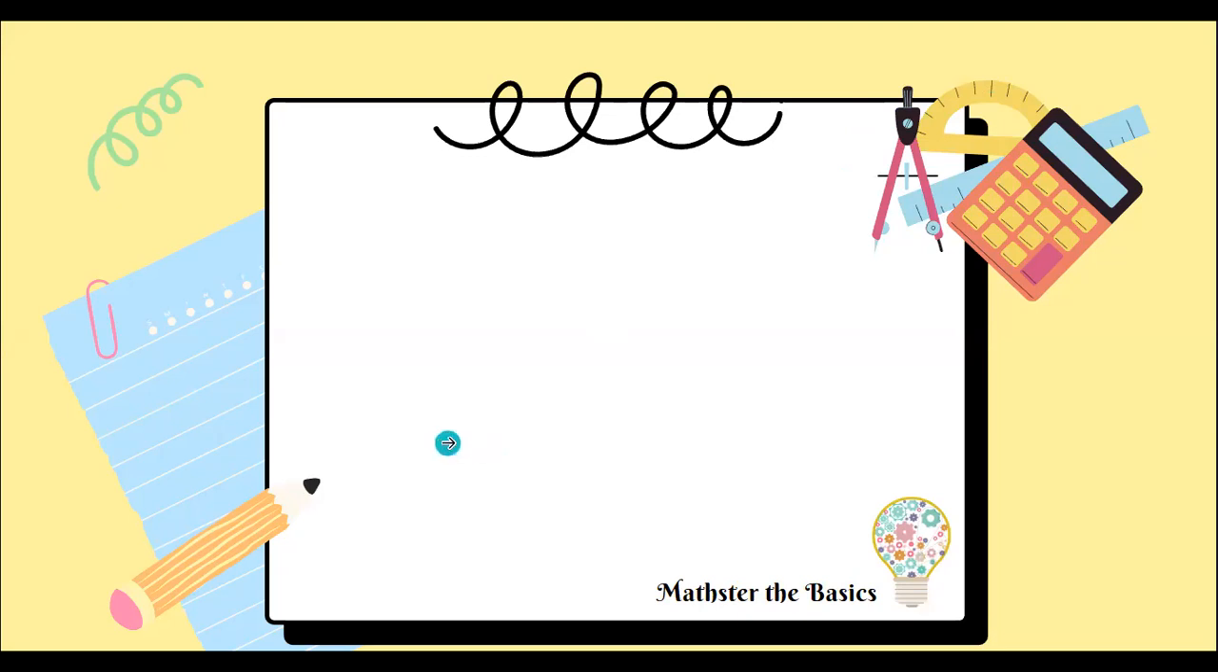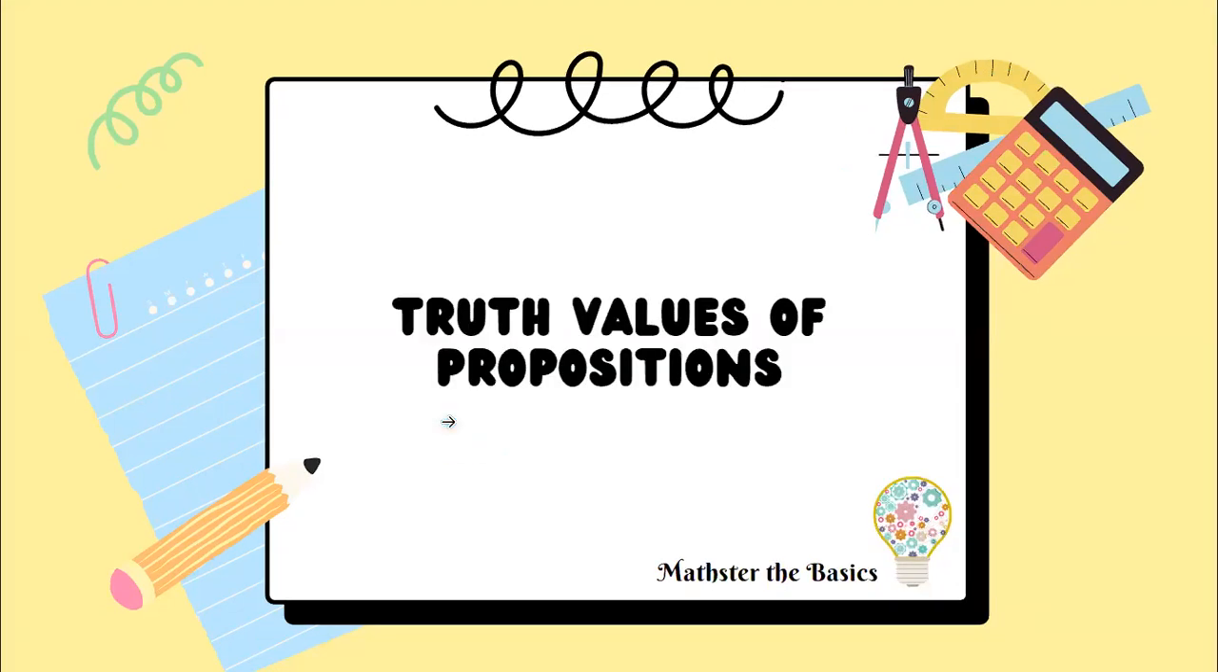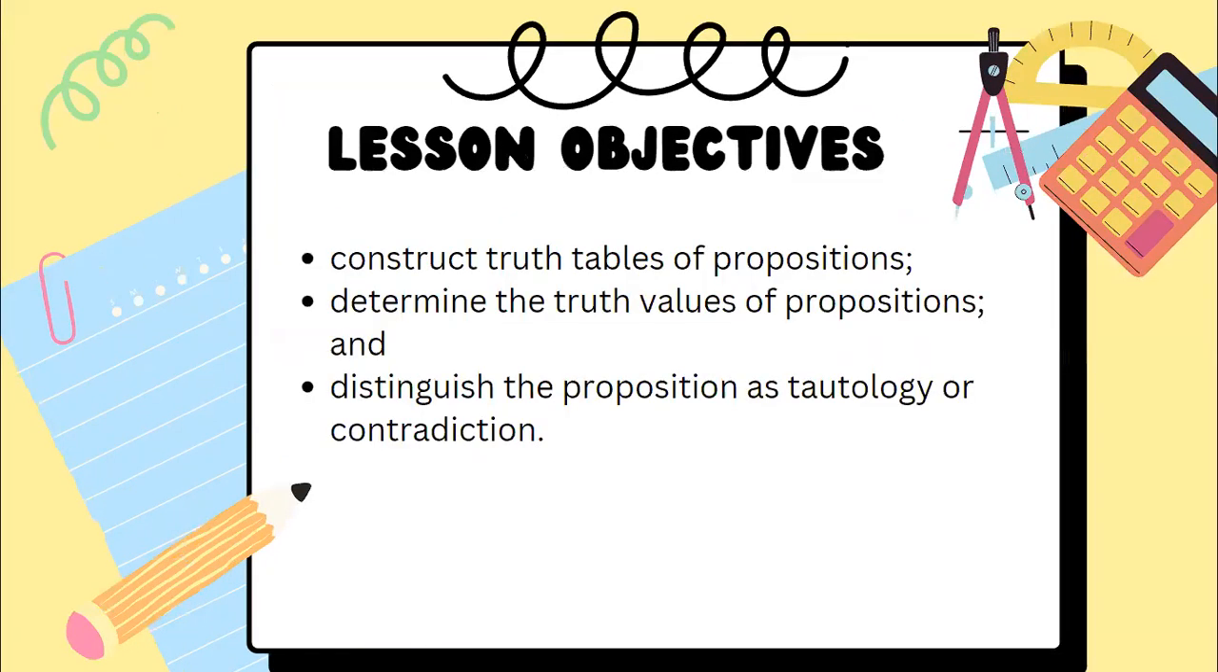And for now, we will discuss truth values of propositions. And here are our learning objectives for today. First, construct truth tables of propositions. Second, determine the truth values of propositions. And last, distinguish the proposition as tautology or contradiction.